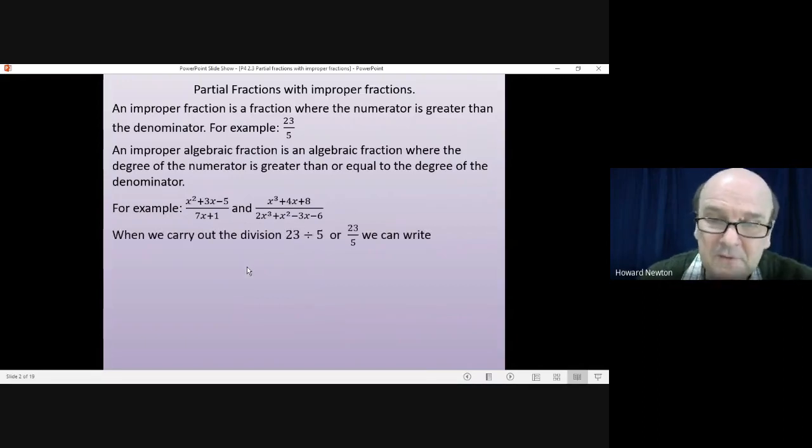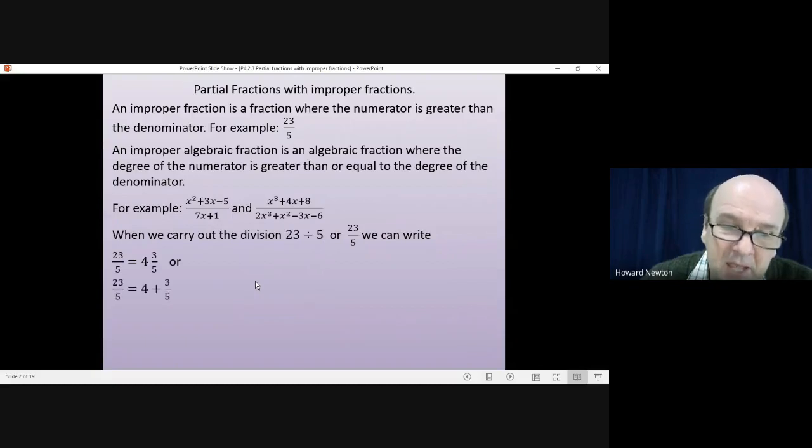Now when we carry out the division 23 divided by 5, we could write 23 over 5 as 4 and 3/5, or we can write it as 4 plus 3/5. It's this second form that we use when we're doing algebraic partial fractions. Just remember, 4 is called the quotient, and 3 is called the remainder.